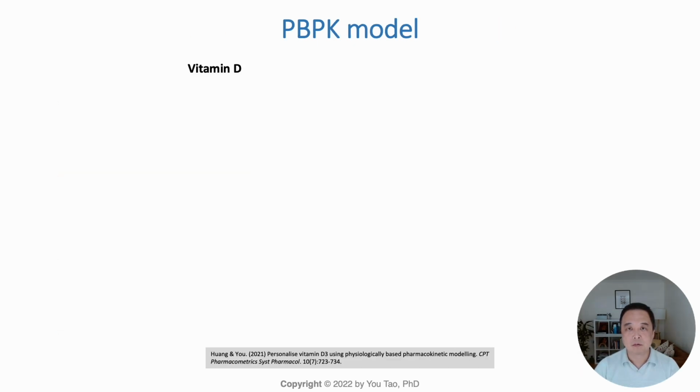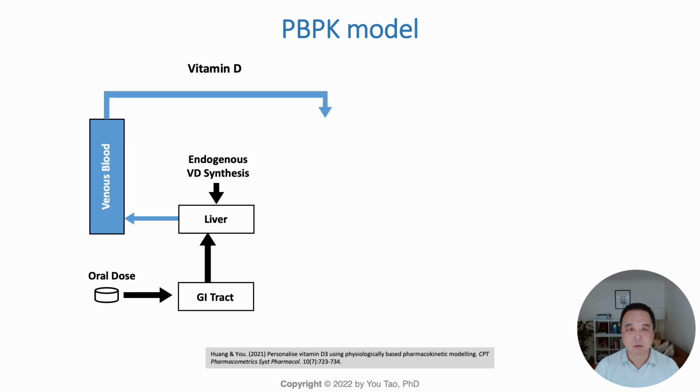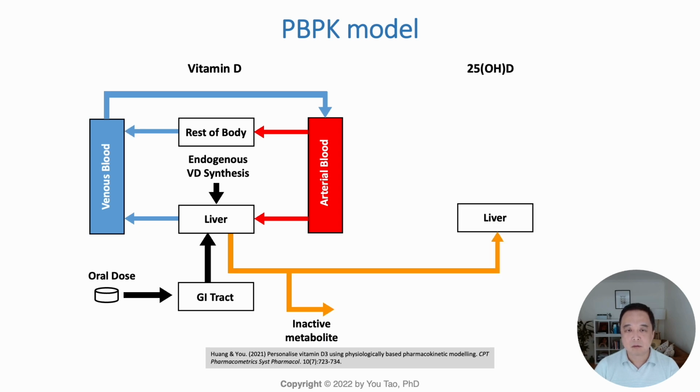So this is how we model the pharmacokinetics of vitamin D. Upon oral administration, vitamin D enters the GI tract and ends up in the liver. On the other hand, you have endogenous vitamin D synthesis, and that vitamin D arrives at the liver as well. Some of the vitamin D molecules enter the bloodstream via the venous blood and the arterial blood, and we grouped all the other compartments together into one compartment, which we call the rest of the body. About 1 in 3 molecules of vitamin D will be metabolized into 25-hydroxyvitamin D.